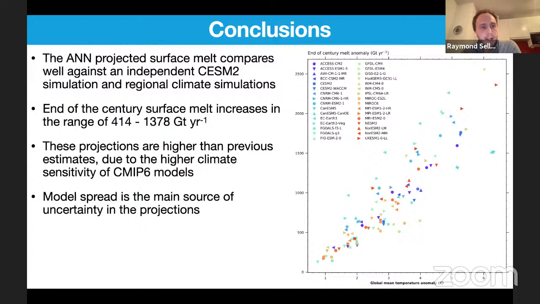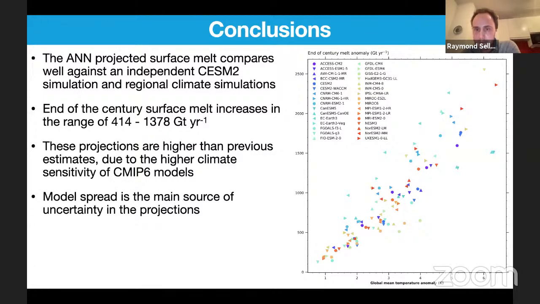So the conclusions are that the UNS project surface melt compares well against an independent CESM2 simulation and regional climate simulations by MAR. The end of the century surface melt increases in the range of 414 to 1,378 gigatons per year. And these projections are higher than previous estimates due to the higher climate sensitivity of the CMIP6 models, as you can see on the figure here, which gives the end of the century, so the last 20 years melt anomaly against the global mean temperature.